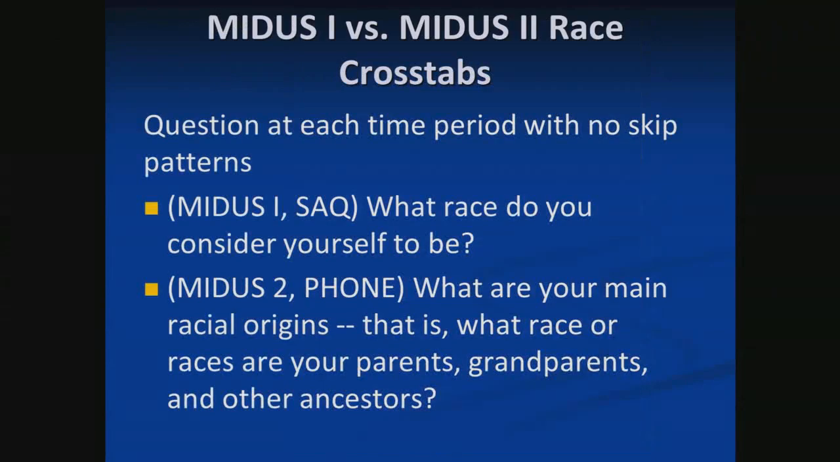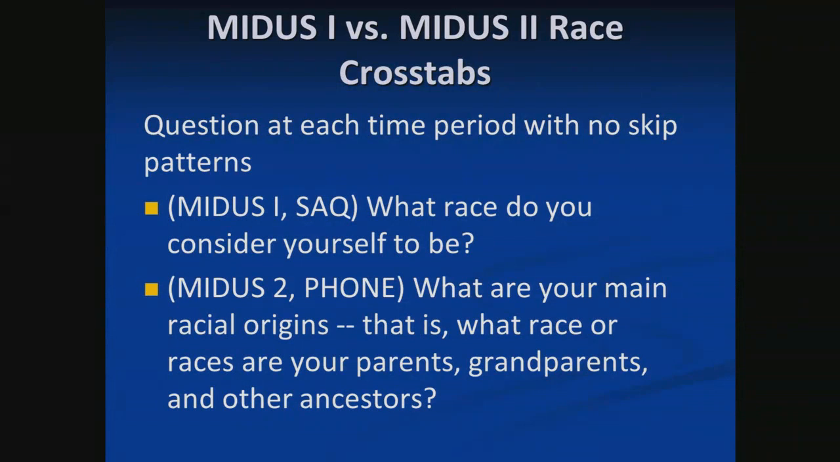So we look and we said, okay, we want to see in each wave, what was the question they asked that had no skip patterns, okay? And what closely resembled as much as possible what they describe themselves as, what they identify with. So for MIDAS 1, it was the question, what race do you consider yourself to be? I would have loved for them to just ask that of everybody in MIDAS 2, but they didn't. And this is secondary data analysis, so I have what I have. And so for MIDAS 2, the closest question like that was, what are your main racial origins? Okay, so we settled on those two.